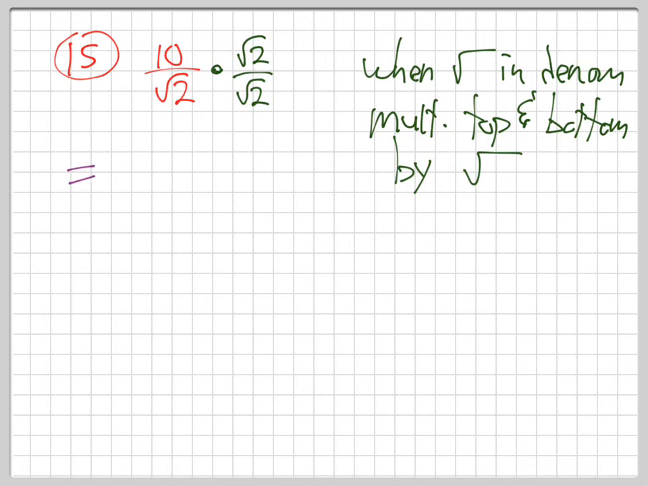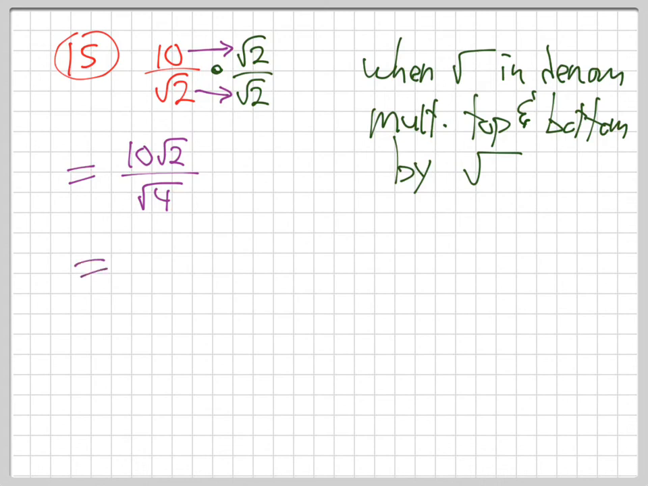So just multiply straight. 10 times root 2 is 10 root 2. On the bottom, root 2 times root 2 is root 4. Good so far? I'm multiplying, right? 2 times 2 is 4 down there. Is that good so far?